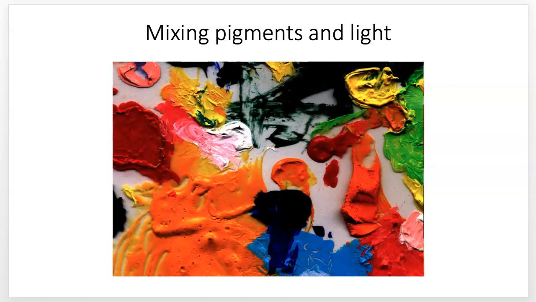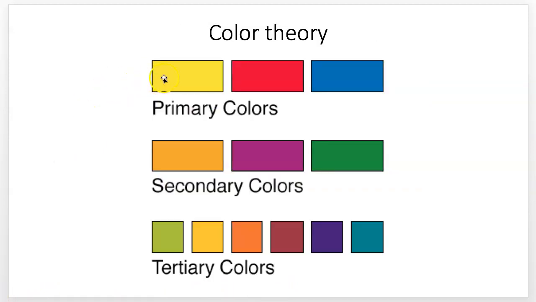Some just general color terminology, so that you have an idea. I'm sure a lot of you know this already. Primary colors, red, yellow, blue, can't be mixed. That's why they're primary. Secondary colors are a mix of two primaries, so orange, purple, and green. And then there's something called tertiary colors, which is a primary together with a secondary.